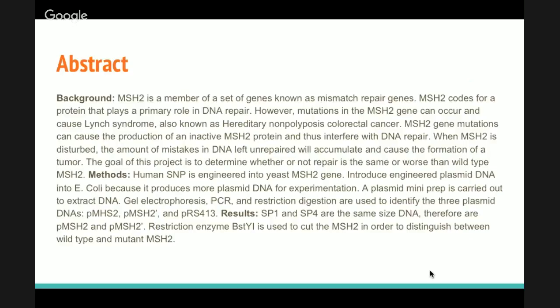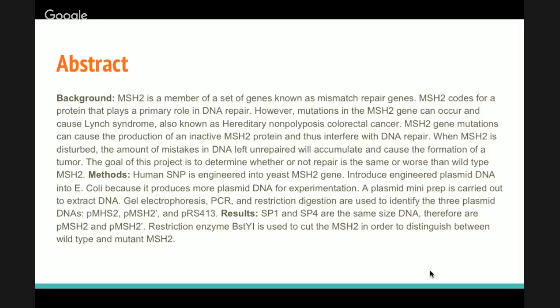When MSH2 is disturbed, the amount of mistakes in DNA left unrepaired will accumulate and cause the formation of a tumor. The goal of this project is to determine whether or not repair is the same or worse than wild-type MSH2. A human SNP is engineered into the yeast MSH2 gene, and the engineered plasmid DNA is introduced into E. coli because it produces more plasmid DNA for experimentation.